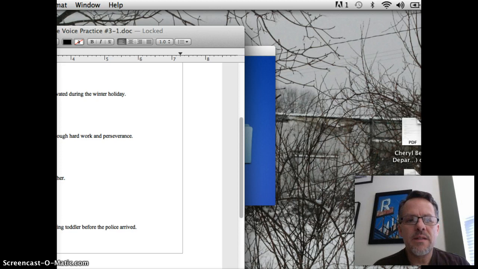So number 6 says, Sally Jones had located the missing toddler before the police arrived. Sally Jones is the subject, had located is the verb, and the missing toddler is the object of the verb. So since we have a transitive verb, located, and we have an object, the missing toddler, we can make this a passive voice sentence. And remember again that we had past perfect here as our verb tense, so we'll have to use the past perfect in our passive voice sentence.